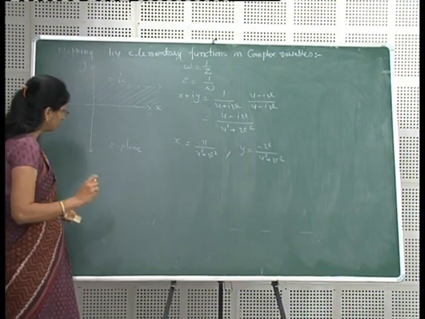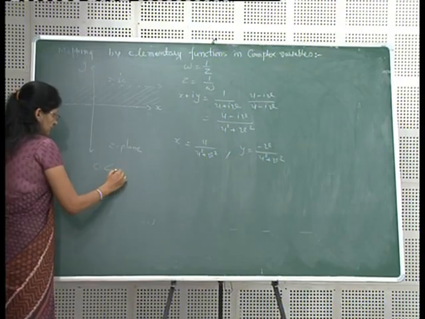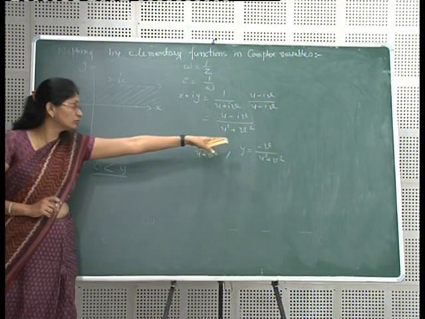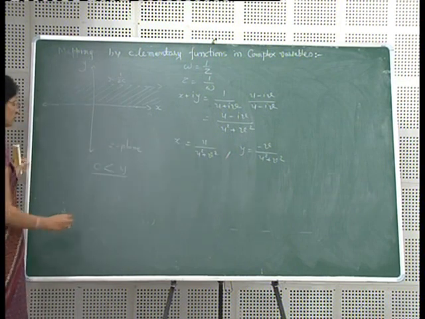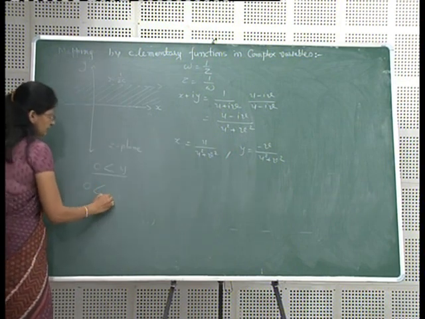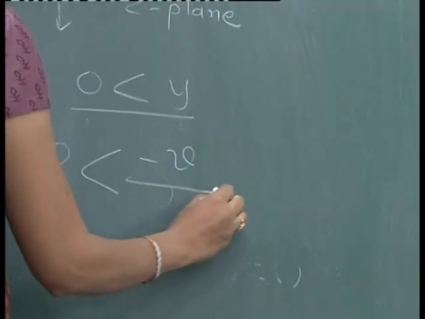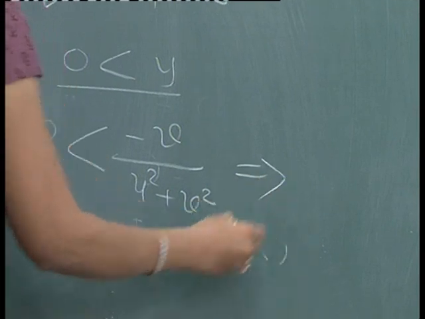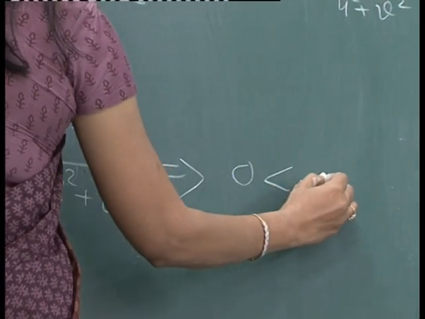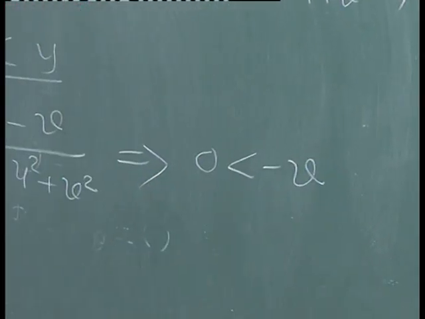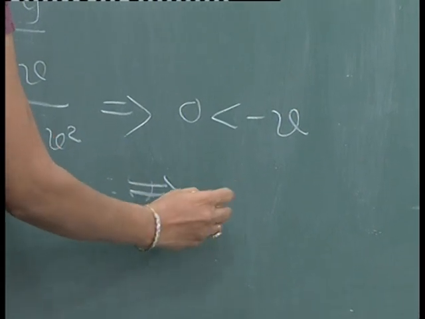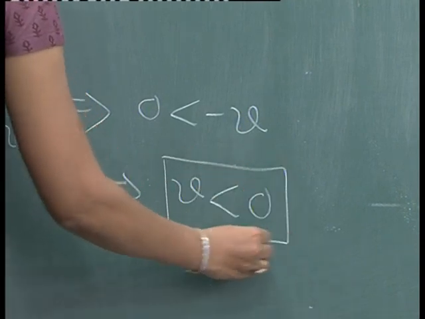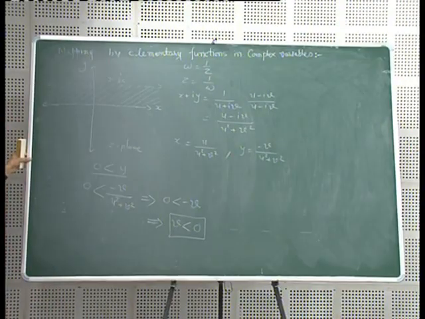Now we first find the image of the first inequality, 0 is less than y. Now put y is equal to minus v upon u square plus v square. So 0 is less than y is equal to minus v upon u square plus v square, and this implies 0 is less than minus v, or you can write this as v is less than 0. So this is the lower half plane in the w plane.